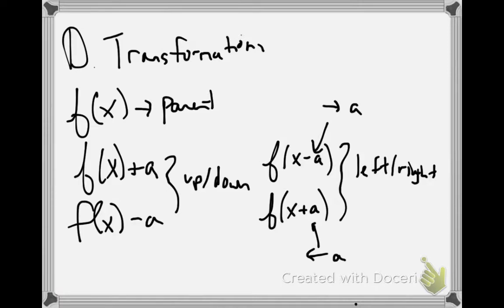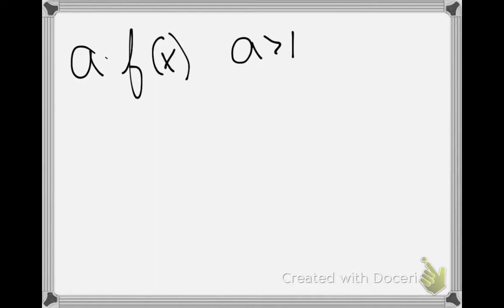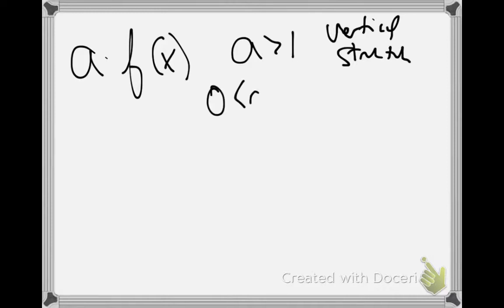But there's a few others that we can talk about as well. Namely, what happens if we have a number outside a function, a times f of x? Well, that depends on the value of a. If a is bigger than 1, the graph is going to have a vertical stretch. If a is between 0 and 1, we have what we call a vertical shrink. In other words, the graph is going to kind of get pinched, if you will.